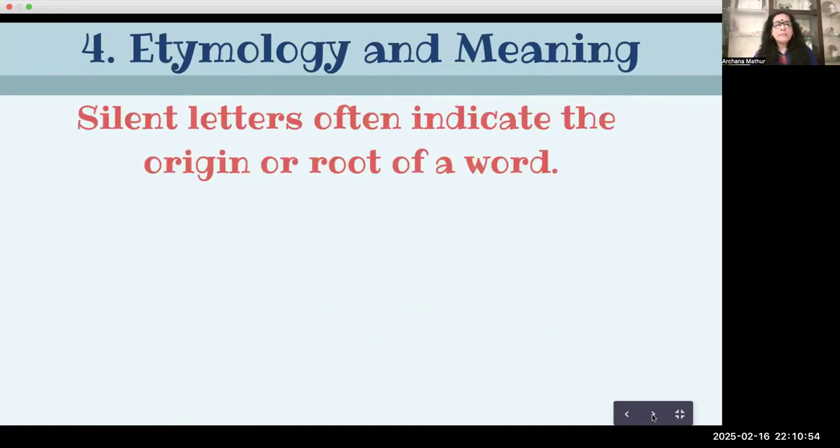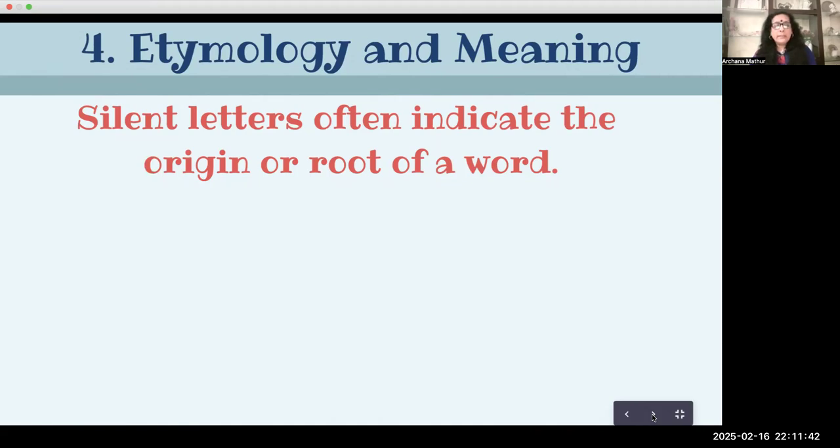Etymology and meanings. Before this, there was also the influence of scholars and Latinization. There were dictionaries, so the words were standardized, and of course there was French influence and fixed spellings. The silent letters often indicate the origin or root of a word. So we started differentiating words because of the roots from where they evolved. There are certain silent letters which have an origin, certain root words. For example, in doubt, D-O-U-B-T, the B comes from its Latin counterpart, dubitare, D-U-B-I-T-A-R-E, meaning to question.